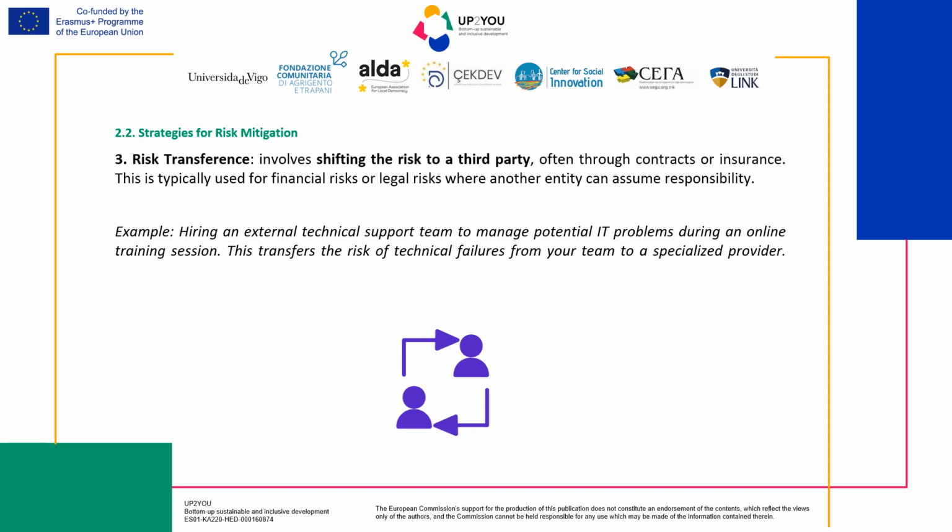Risk transference involves shifting the responsibility of a risk to a third party, typically through contracts, insurance, or outsourcing. This strategy is often used for financial or legal risks, where another entity can assume the responsibility for potential issues. Let's say you're organizing an online training session and you are concerned about potential IT problems. Instead of managing the technical aspect yourself, you hire an external technical support team. By doing so, you transfer the risk of any technical failures from your team to the specialized provider.